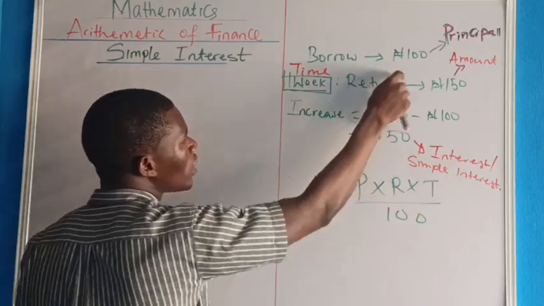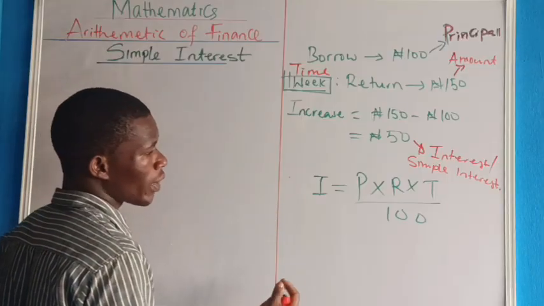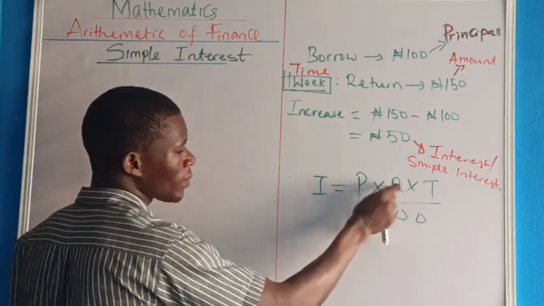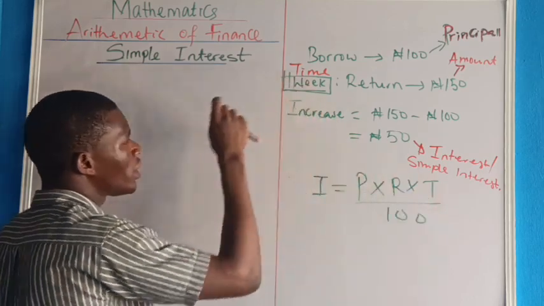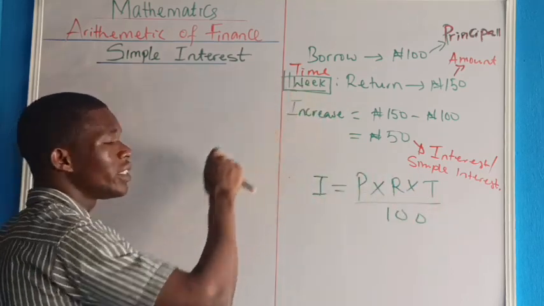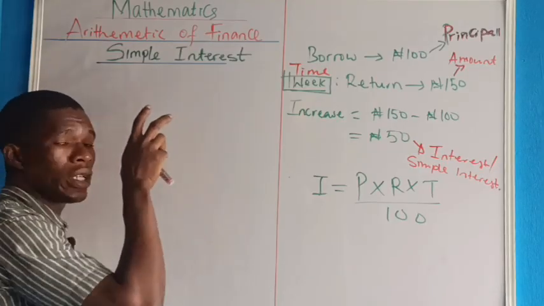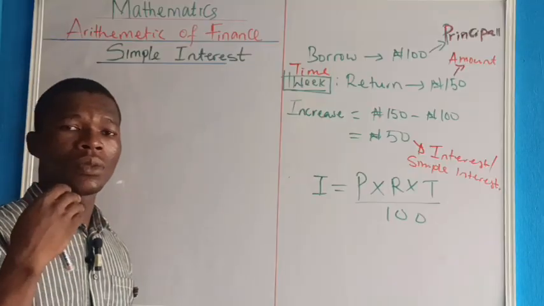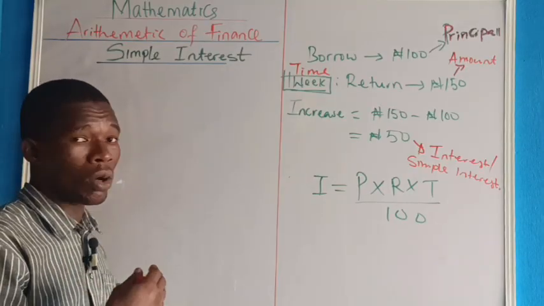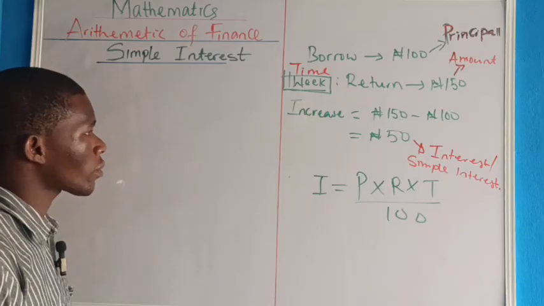Then the principal is the amount you borrow, or the initial amount you borrow. Then the rate, I'm going to explain the rate very soon. And then the time is just the 1 week given. Most of the time in standard questions, the time is given in years or months, and it can be a combination of years and months.